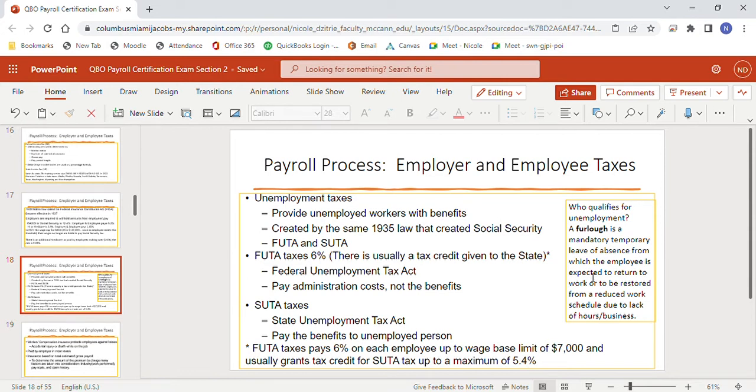And then I have a side note here, like who usually qualifies for unemployment, like laid off or furloughed employees. A furlough is a mandatory temporary leave of absence from your job, which the employee is expected to return to work at another time or be restored a full set of hours. So it could be that you had reduced hours, and that could be due to lack of hours or lack of business, or as we saw with COVID, it could be that we were under restrictions and we couldn't get to work. So you might have been laid off and or furloughed.